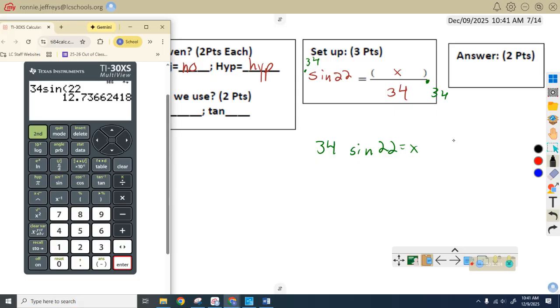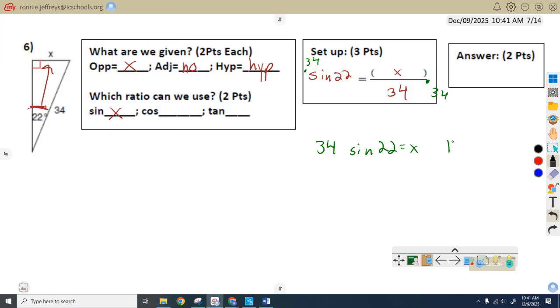All right, so this is 12.736, so 12.736. This becomes 12.74. All right, so remember on your orange sheet, it has to be handwritten or typed.